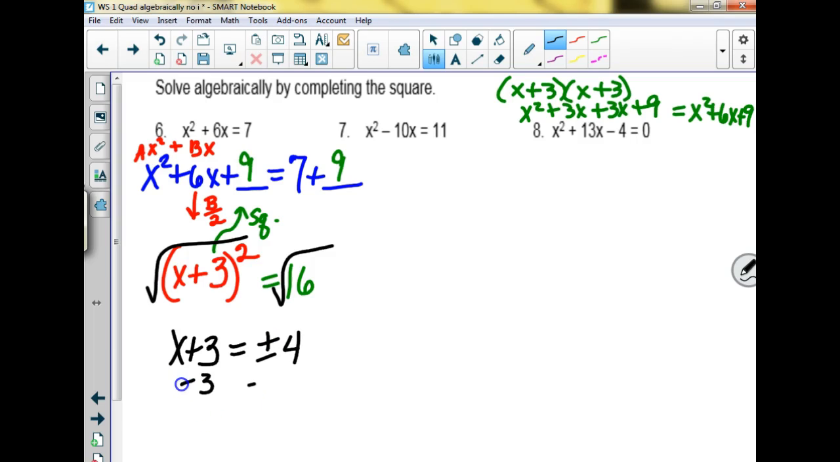If I subtract 3, what will I get for my two solutions? 4 minus 3 would be 1. Negative 4 minus 3 would be, there we go. We could have subtracted the 7 over to this side and then factored, but the directions say you have to show me completing the square.